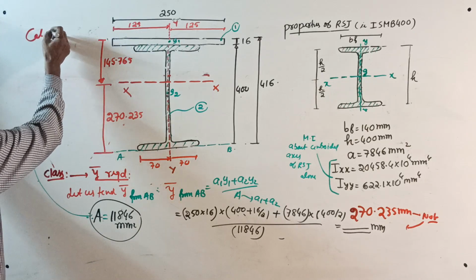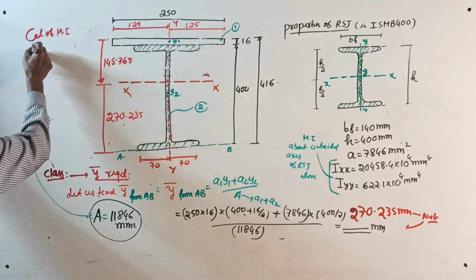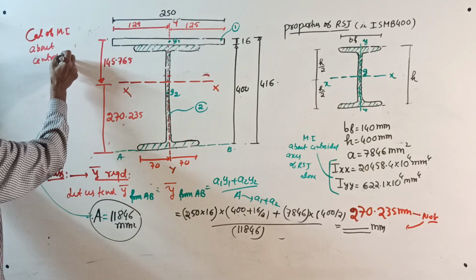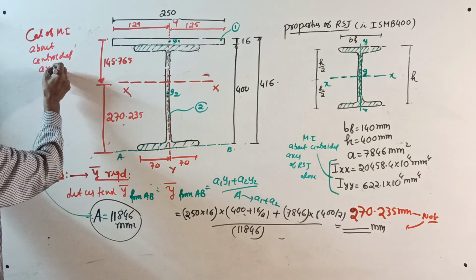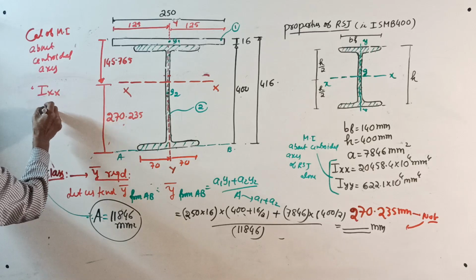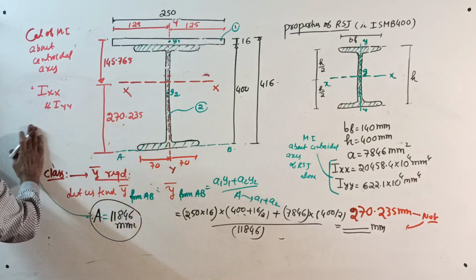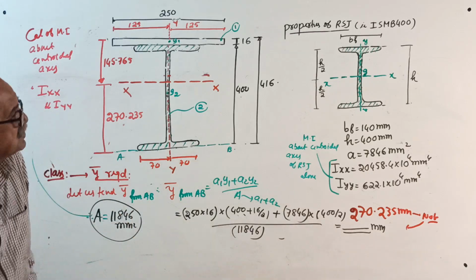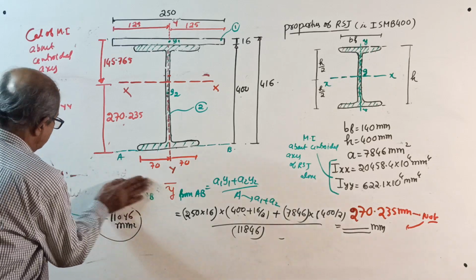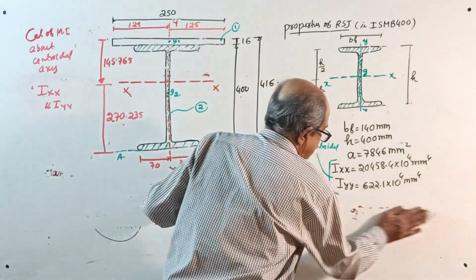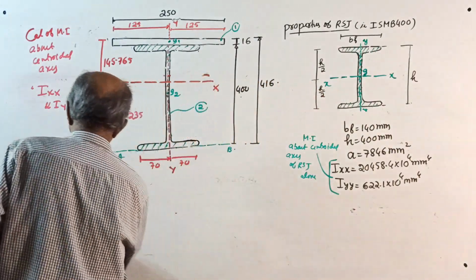Calculation of moment of inertia about centroidal axis. That is I about xx and I about yy. First, one thing before this, I will repeat now. Before you start calculating, every class I will not tell because it is already told thousands of times. Still, one question I will explain everything.